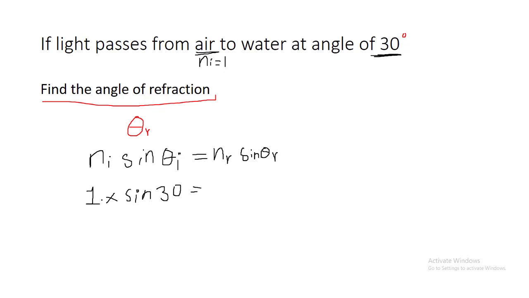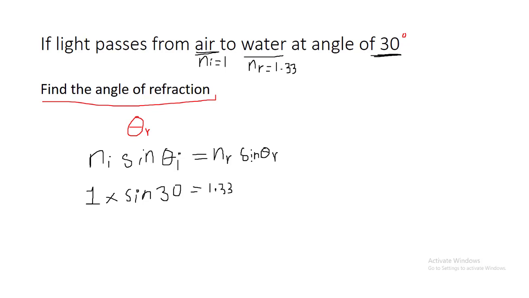Alright, so 1 times sine 30 equals Nr. What is Nr? Nr is the second medium, which is water. And Nr for water, according to the table that we have on page 144, is 1.33. This is the index of refraction for water. So I'll put this value back in, 1.33.